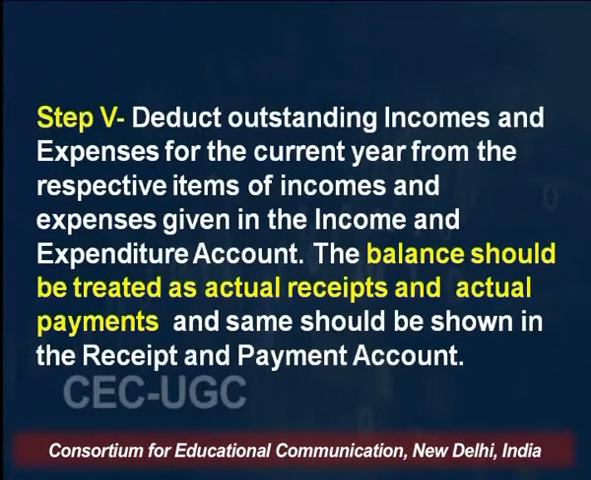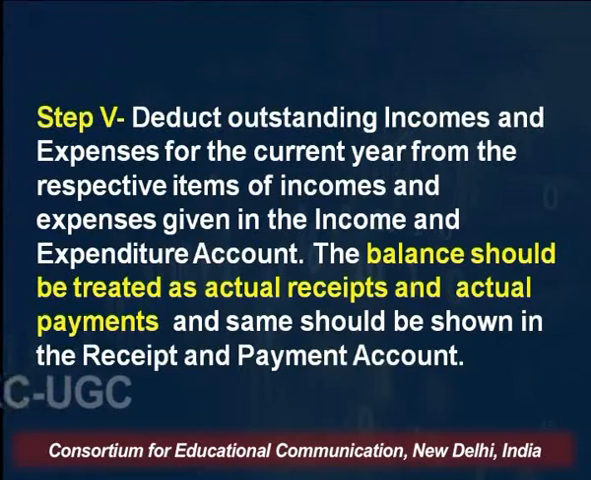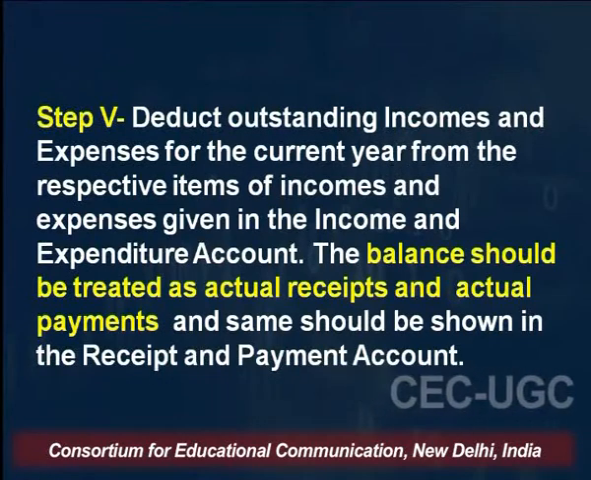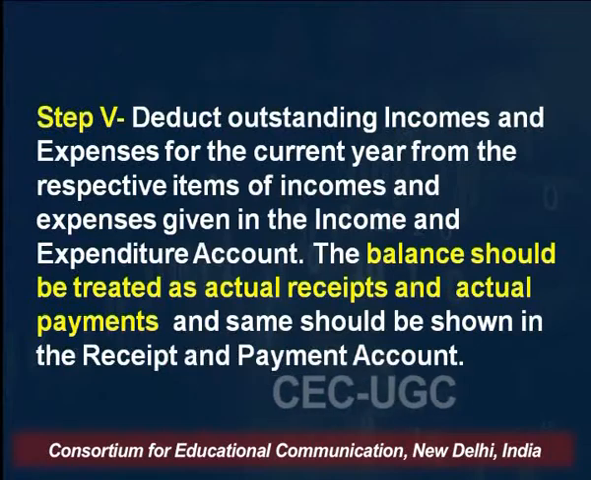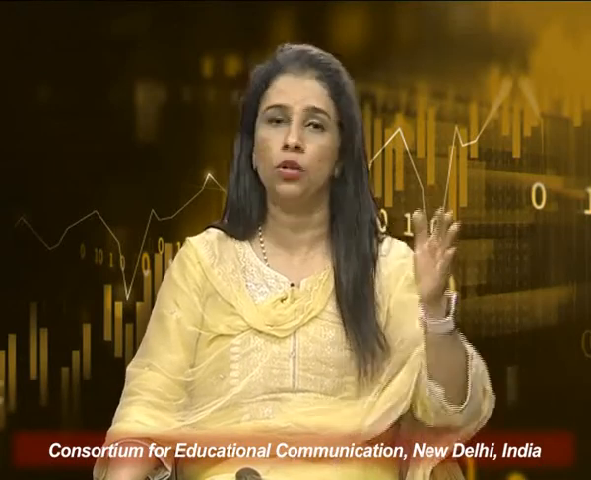The next step which we need to consider while preparing the receipt and payment account is to deduct outstanding incomes and expenses for the current year from the respective items of income and expenses given in the income and expenditure account. The balance should be treated as actual receipts and actual payments, and the same should be shown in the receipt and payment account. For example, the total expense for the current year is rupees 50,000, and this expense is shown in the income and expenditure account on the expenditure side, that is, on the debit side.